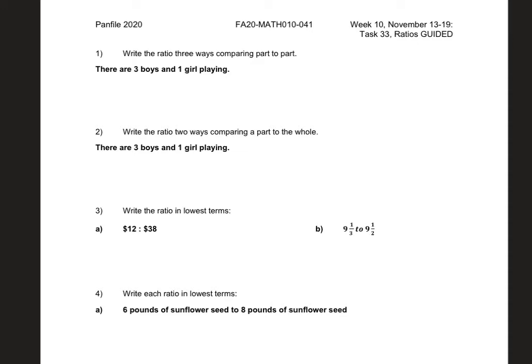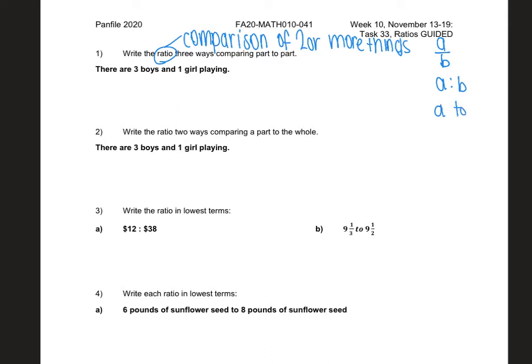So all a ratio is, when we're talking about a ratio, is a comparison of two or more things. And there's 3 ways we can write it. We can write it as a fraction, a over b. We can write it with a colon in between, a to b. Or we can write it with the word to, a to b.